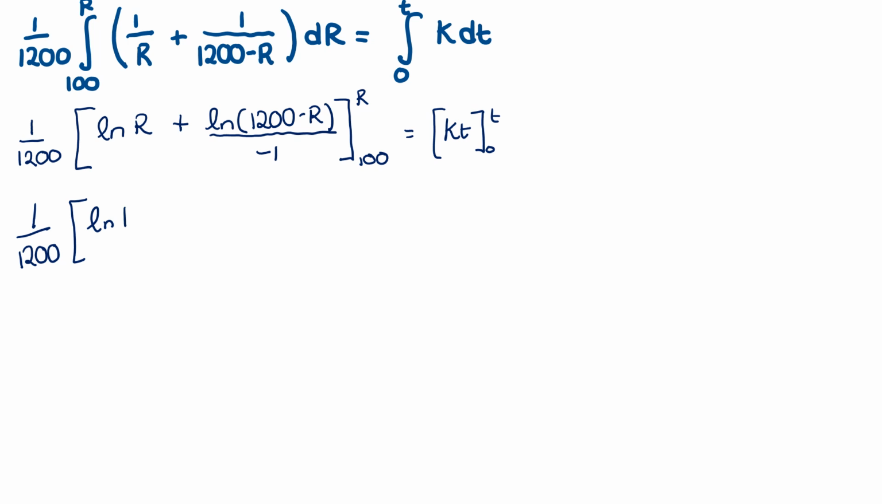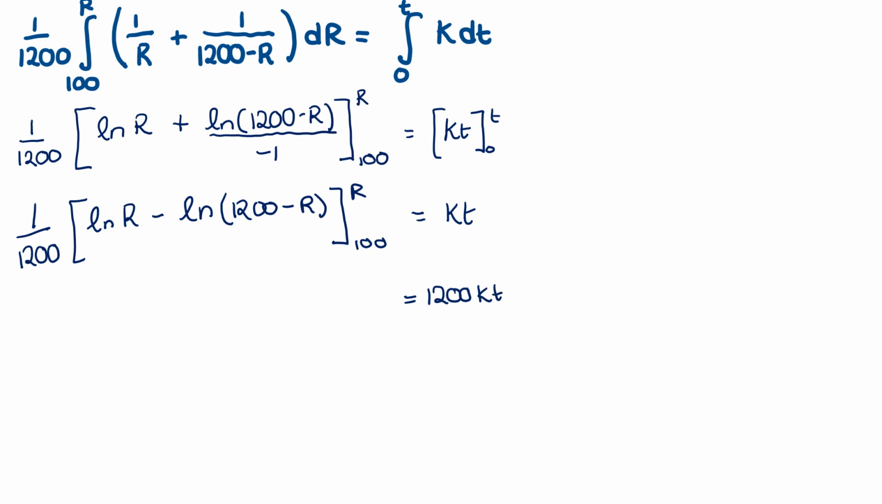We get ln or minus ln 1200 minus or. And again, we're evaluating that between 100 and or. This is kt minus k times 0, so it's just kt. In order to make this a little bit easier, I'm going to actually multiply both sides by 1200 now, and bring that 1200 over here. So I get 1200 kt.